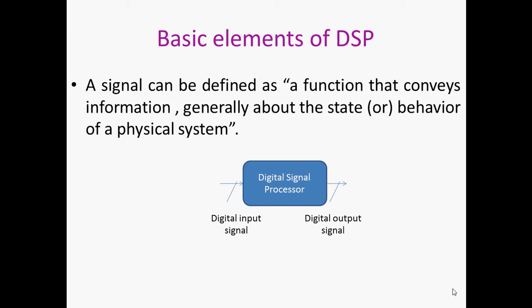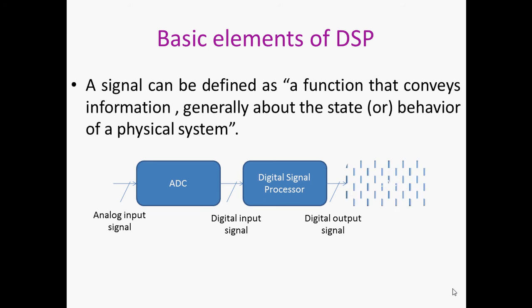Most of the signals are analog in nature, so the analog signals are converted into digital signals using A to D converter, and the digital signals are processed by the digital signal processor. The desired output from the processor is digital in nature. If the application needs digital output, it can be used directly, or if the application needs analog output, it is given to a D to A converter and the analog output is obtained.